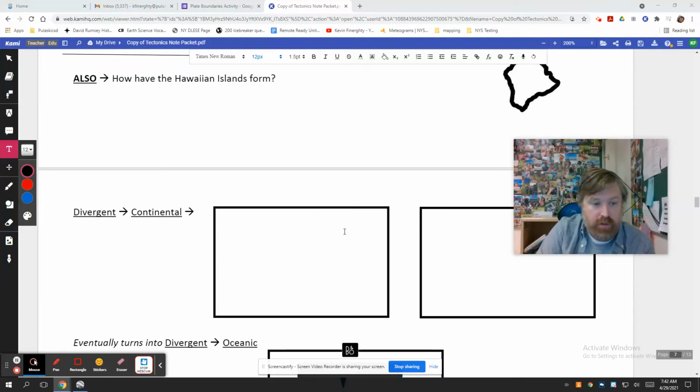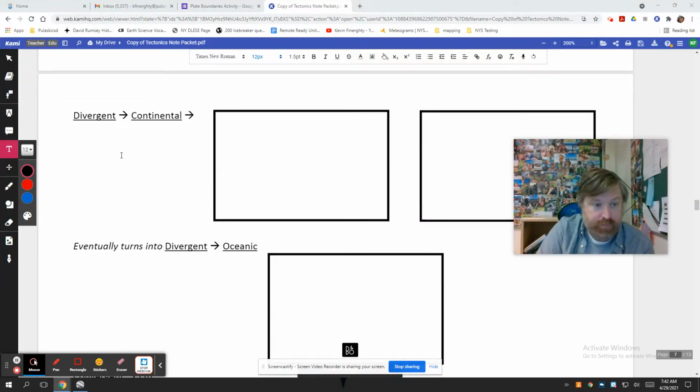All right, so here we go. Let's jump in. We're going to start with divergence. What does that mean the plates are doing? Diverging, which means spreading apart. And we're going to start with divergent on continental crust. What happens when this happens on continental crust?